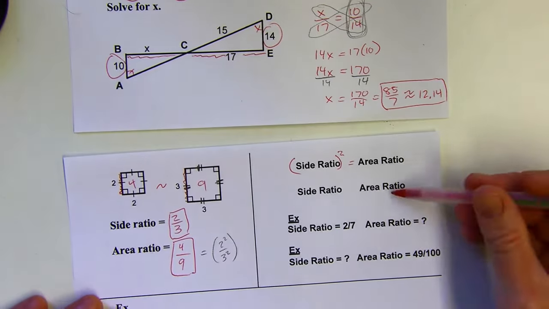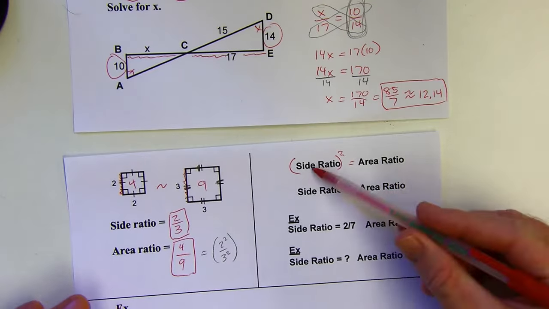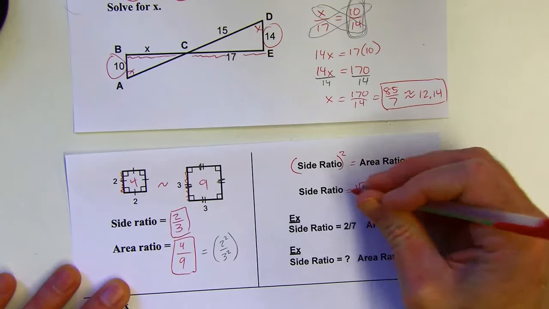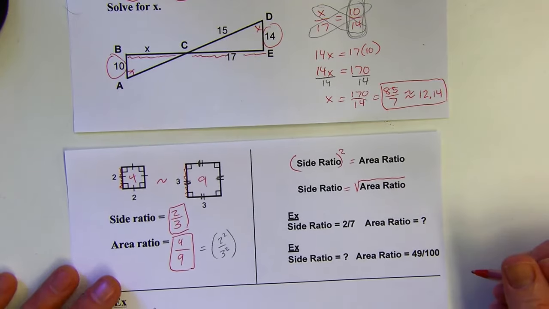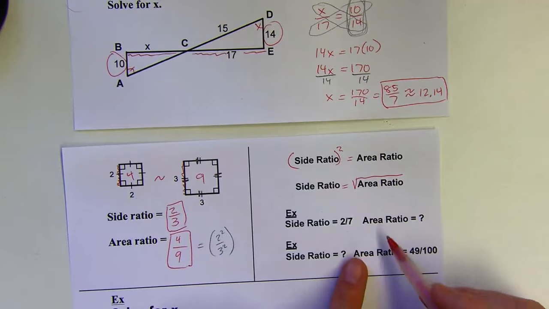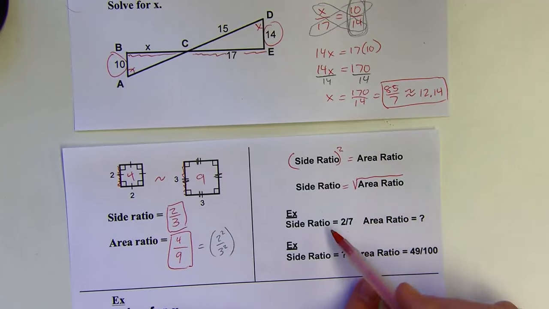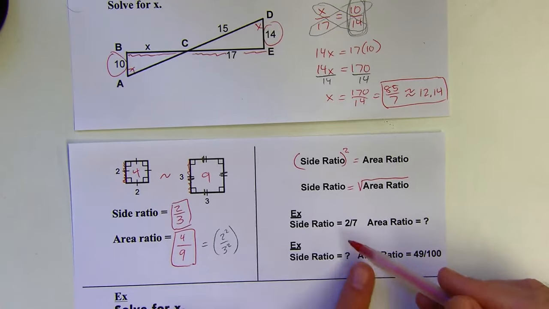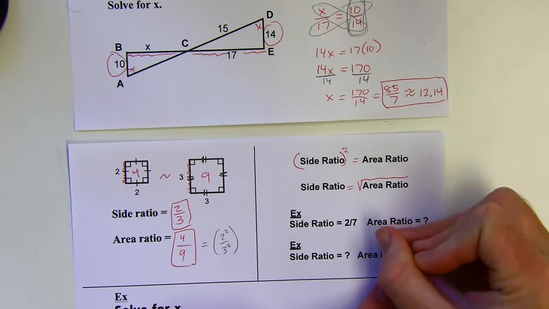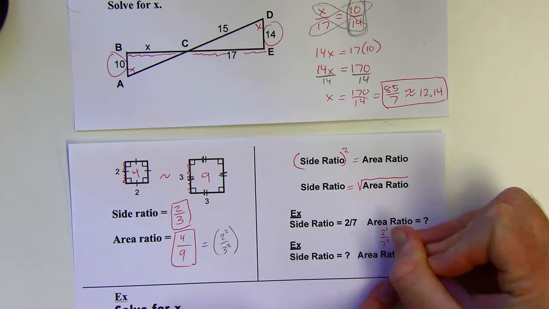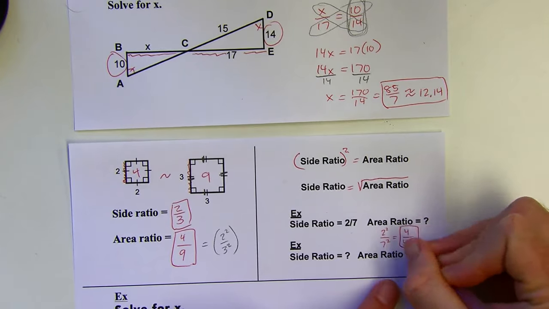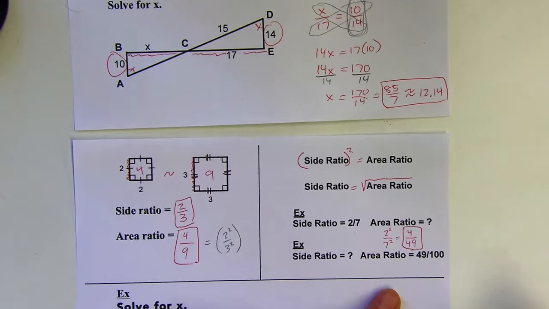So let's say you knew the area ratio and you wanted the side ratio. Well, you're going to do the opposite of squaring, right? Which would be taking the square root. So I can say the square root of the area ratio would be equivalent to the side ratio. Okay? So let's try out these examples. Let's say I've got two similar figures. I guess I should have put that in the directions. But if the side ratio is 2 to 7, well, then the area ratio is just going to be 2 squared over 7 squared, which is going to give me 4/49. And that's already reduced there. Okay. All right.